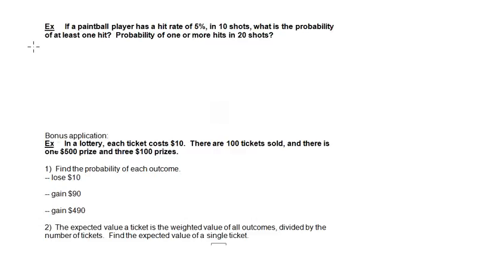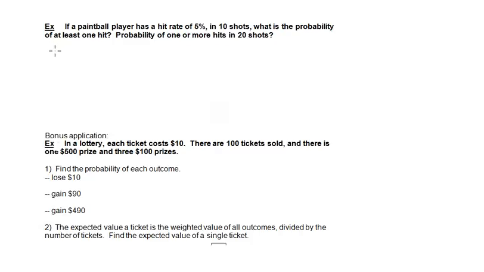Let's take a look at a couple more applications with probability. In this example, if a paintball player has a hit rate of 5%, in 10 shots, what is the probability of at least one hit? And this calculation becomes easier if we think of the opposite condition.